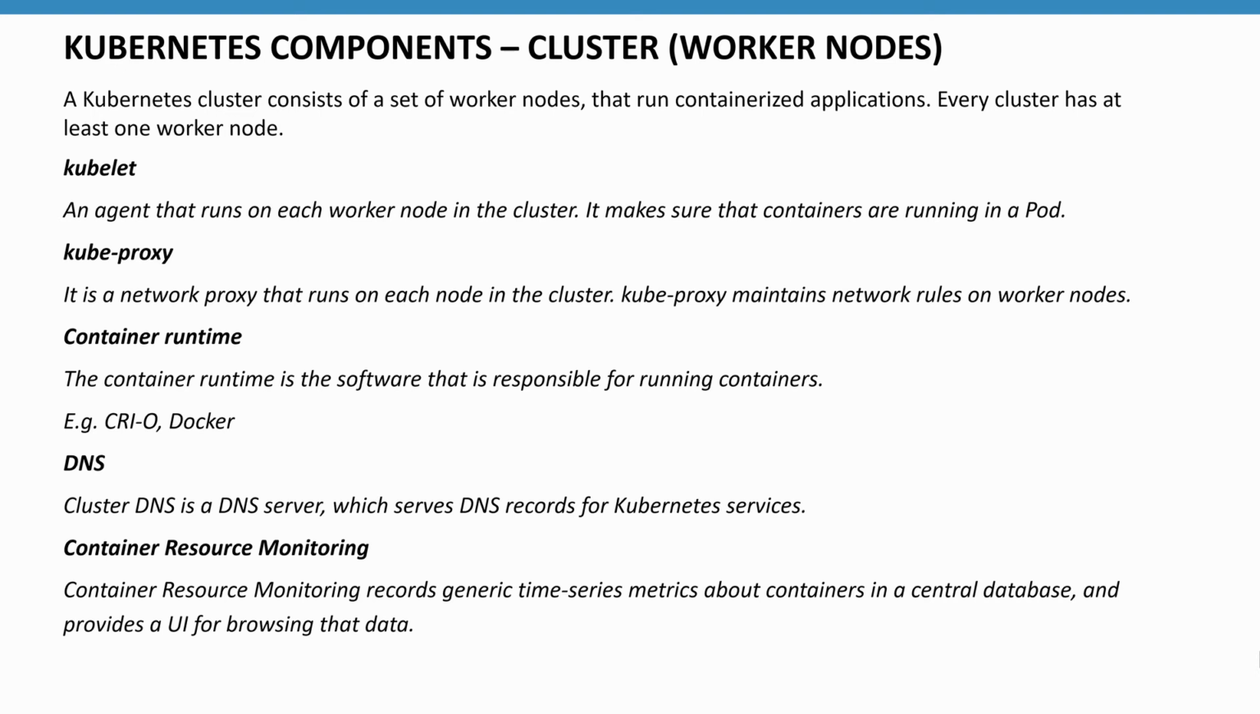Kubernetes components on worker nodes. Kubelet is an agent that runs on each worker node in the cluster. It makes sure that containers are running in a pod. It ensures the runtime of the pod. Kube proxy is a network proxy that runs on each worker node in the cluster. It maintains network rules on worker nodes.